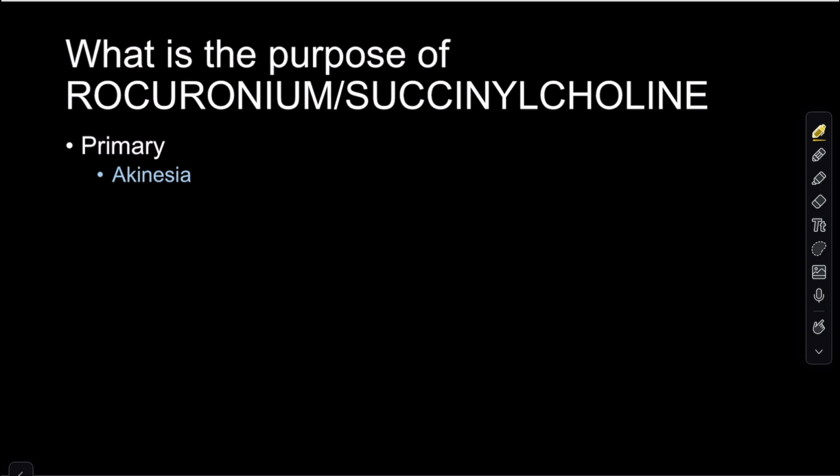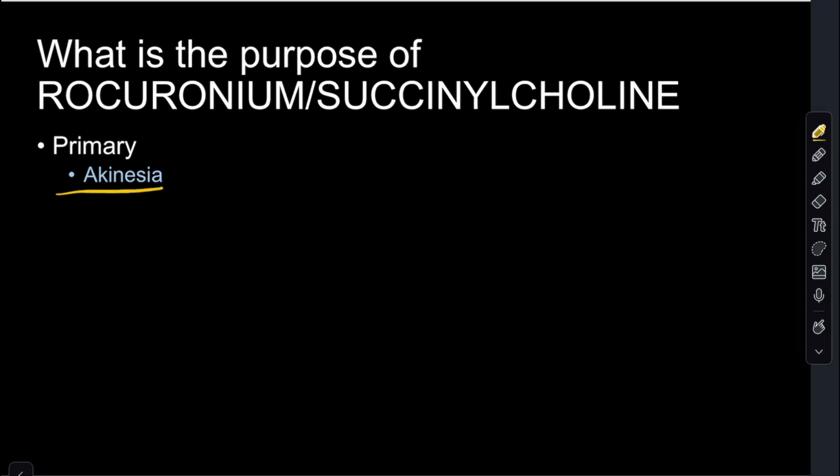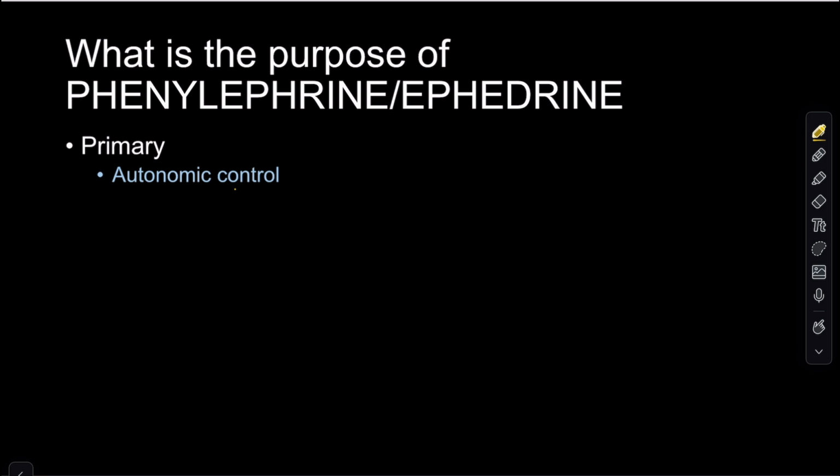So rocuronium and succinylcholine are medications that produce a neuromuscular blockade, so they paralyze a patient. Their primary goal is going to be akinesia. And then phenylephrine and ephedrine are vasopressors, so they can increase blood pressure and heart rate. You're going to be using those primarily for autonomic control to maintain desired vital signs.